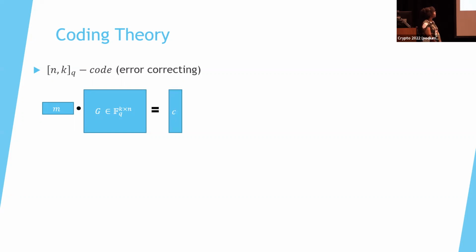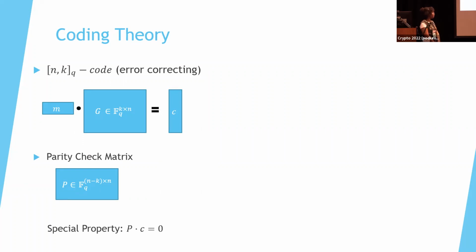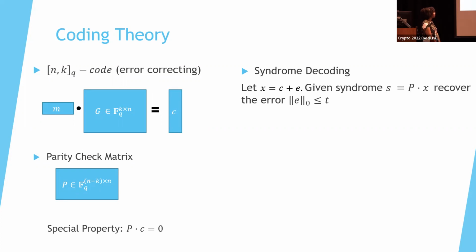And the hope is that if some error were to actually be inflicted on this code word C during transmission, depending on the number of errors, we'd be able to successfully recover this code word C. In order to do that, we need this parity check matrix P over F_q as well, which has this special property that P times any code word is equal to the 0 vector. Okay, and a process for recovering any error that may have occurred during transmission is known as syndrome decoding, which we will be using in our constructions.